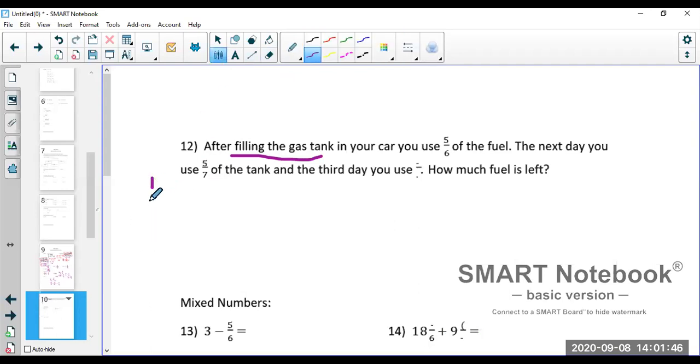So it's 1/1. And then we use 5/6, which means if we use it, we're going to subtract it. Then we use 5/7 of what's left. That's the key, right? We started here, we use that much. Whatever we have left, we then use this much. And then the last amount is 3/8.